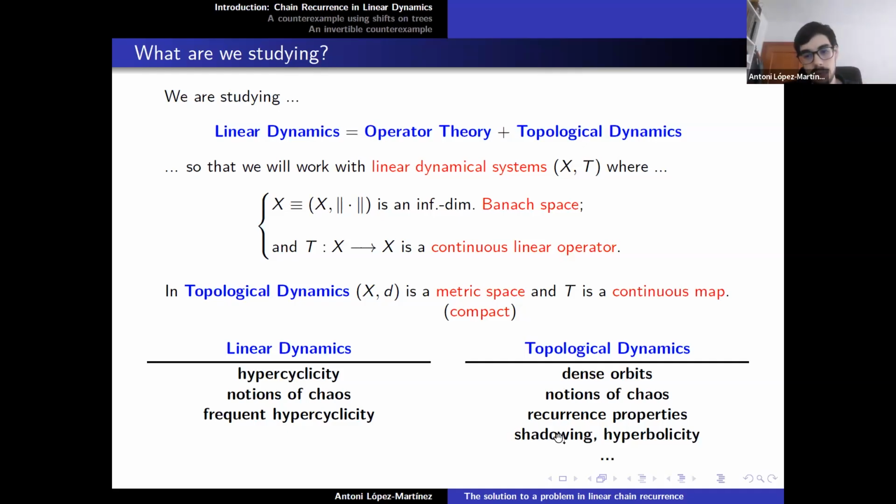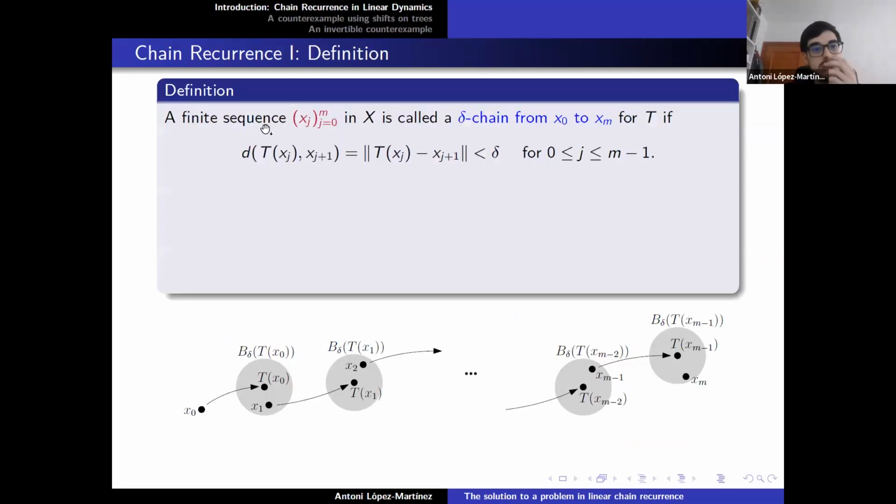So we are not going to talk about shadowing and hyperbolicity, but a related notion, which is chain recurrence. In order to introduce chain recurrence, first I need to introduce what a delta chain is. A delta chain from a vector x0 to xm is a finite sequence of vectors such that whenever I take the image of any of these vectors, the next one in the sequence is just a delta perturbation at most of the image of the previous vector.